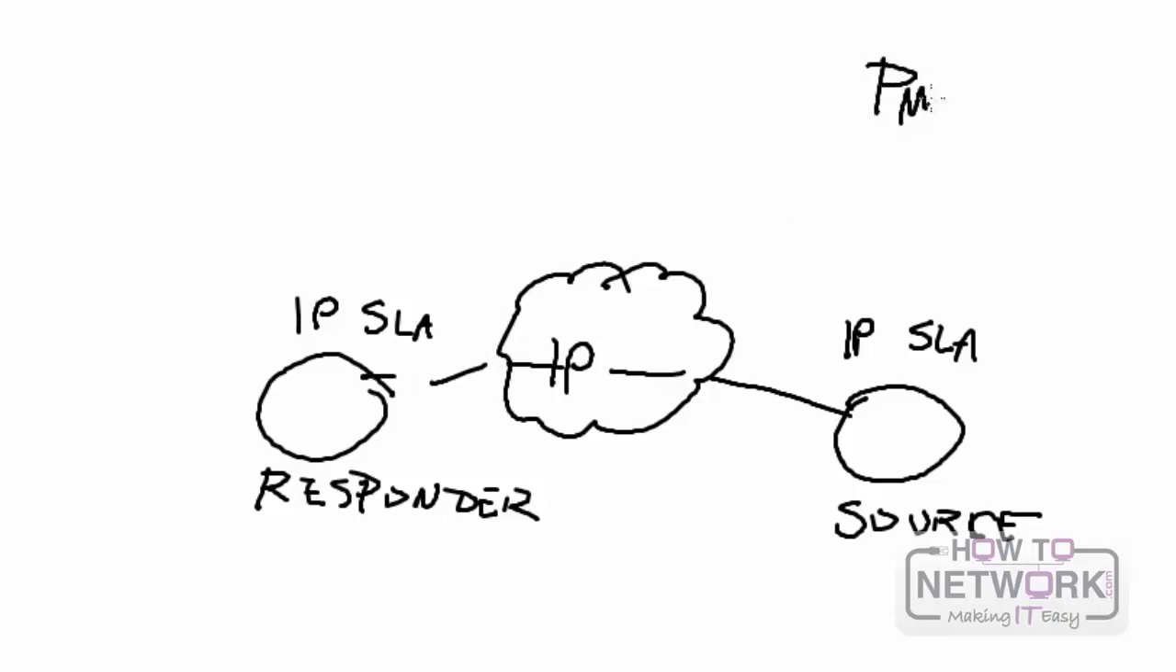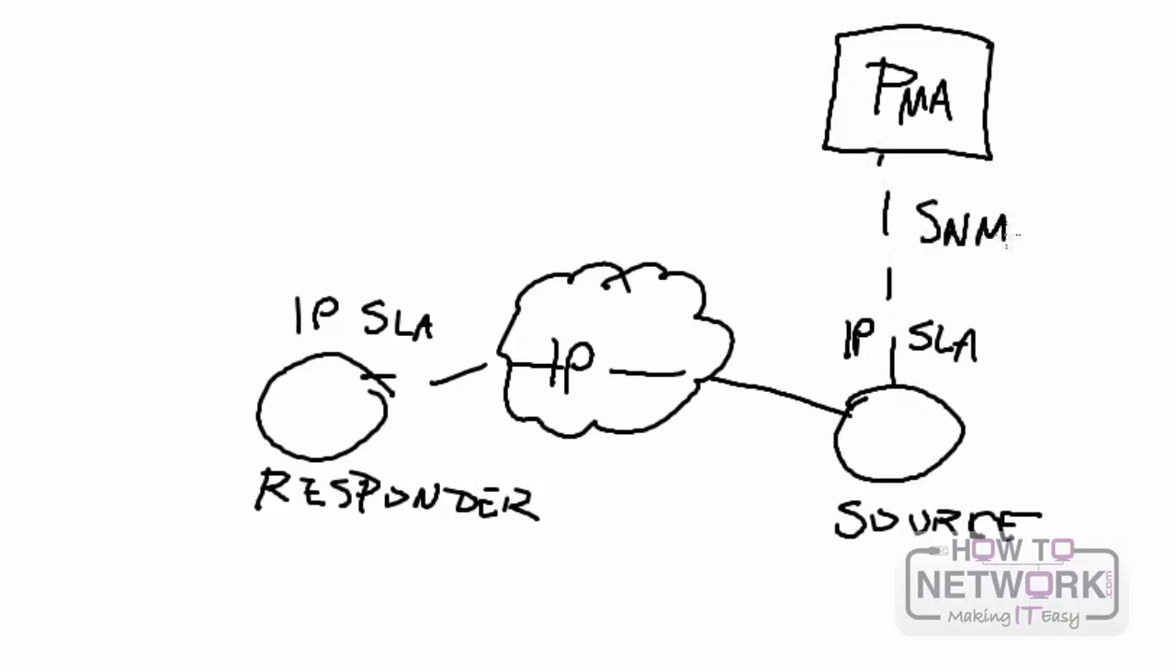It then can communicate with a performance management application via SNMP to provide real-time analysis of the network. It should be noticed that IP SLA can communicate with any IP device on the network that's enabled for these types of measurements.